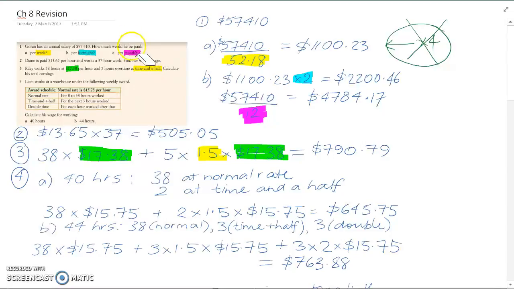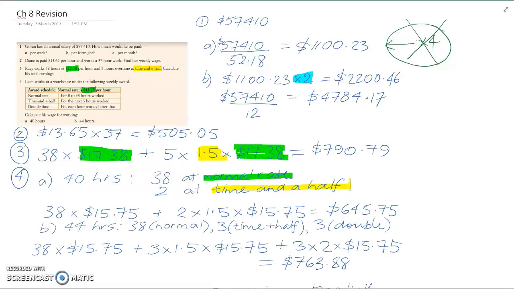Good. Number 4. If we look at that table, the first 38 hours are normal. So let's just get rid of some of these colours. It's getting a bit busy now. Otherwise we'll go a bit mad with the colours. So the normal rate I'm going to do in green, and the normal rate is $15.75. Anytime I see time and a half, I'm going to go yellow. And anytime I see double, I think I'll go pink, all right?